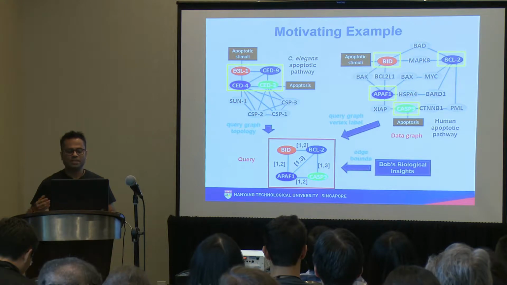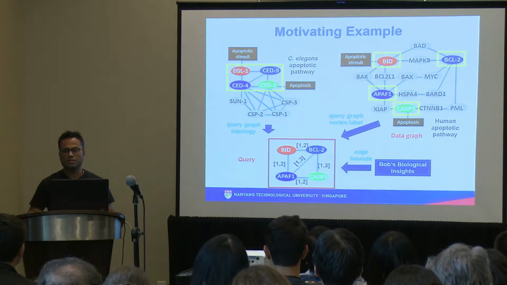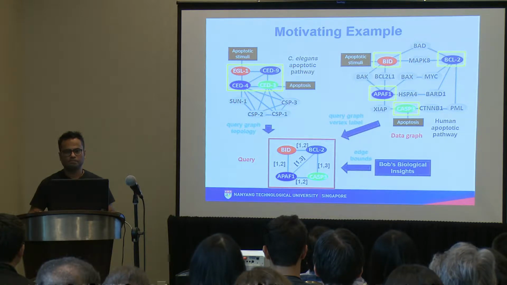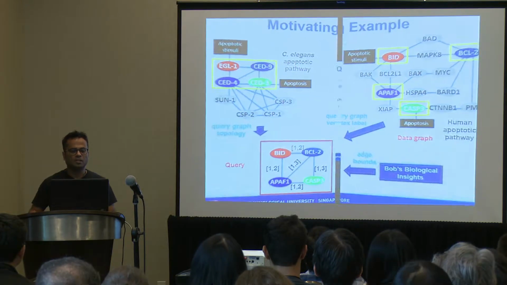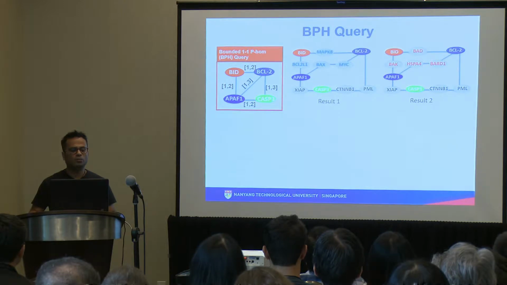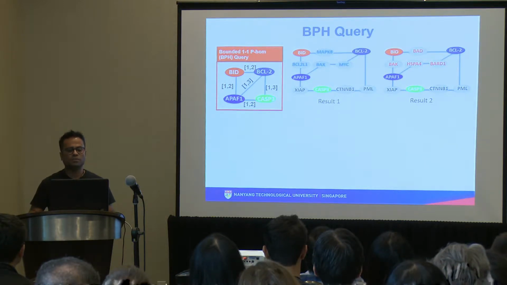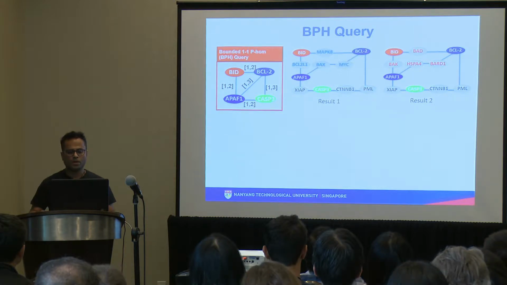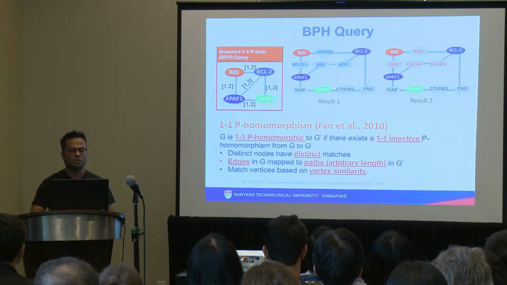So basically in this case, the query is going to map a query edge to a bounded-length path in the data graph. We call this query a bounded 1-1 P-Hom query, in short BPH query, and you can see two results of this query from the graph you saw.